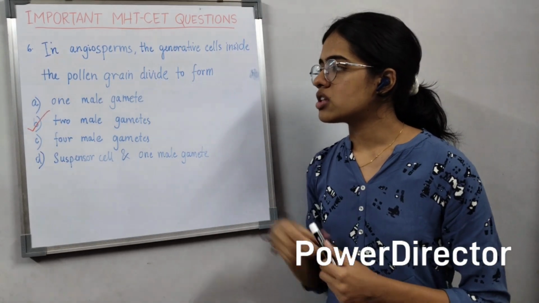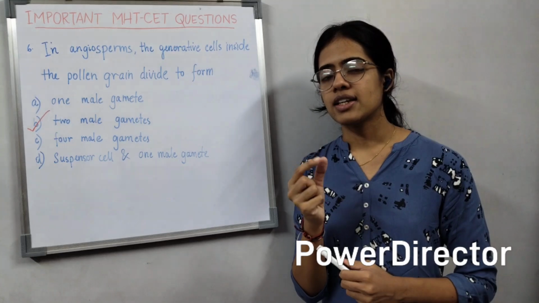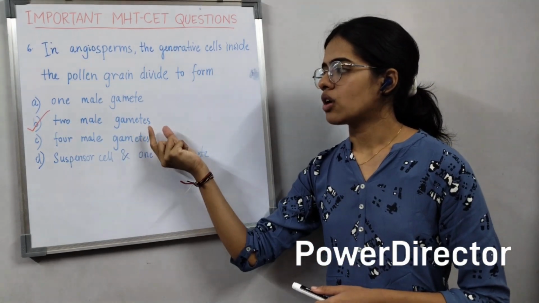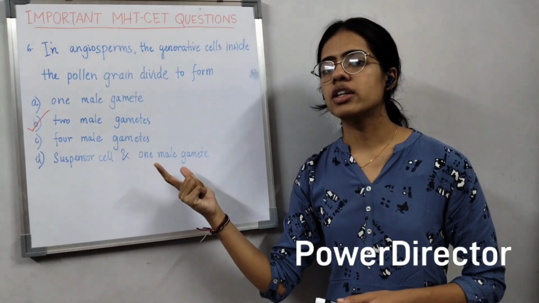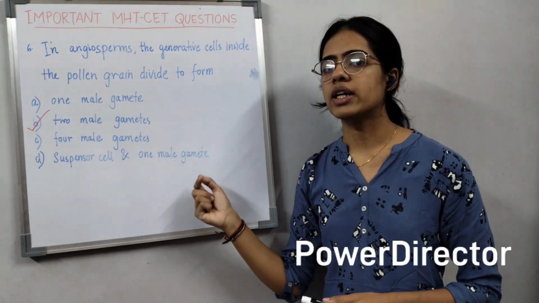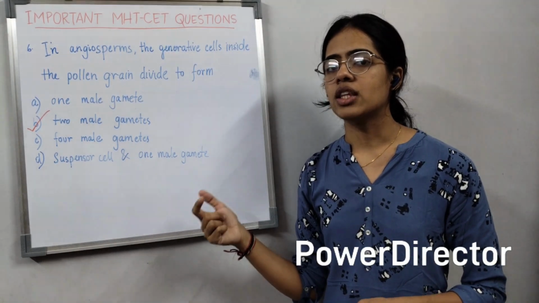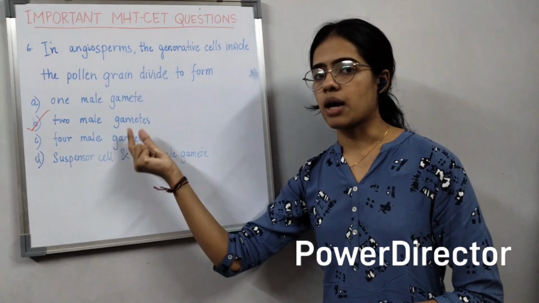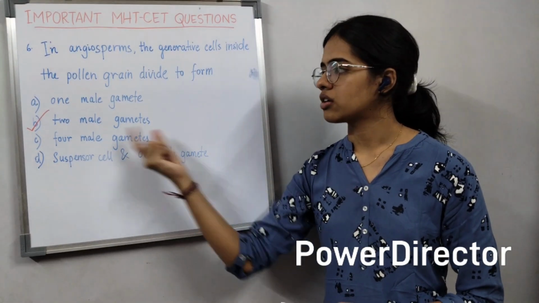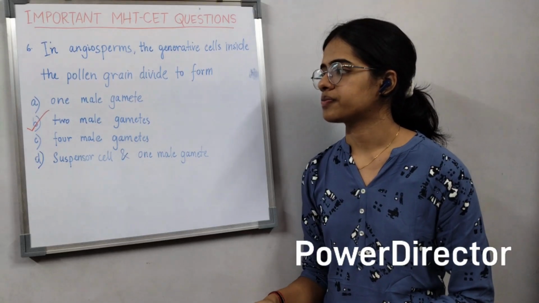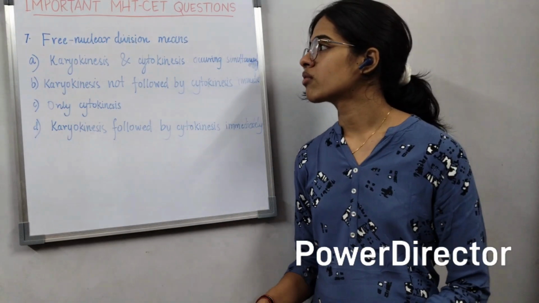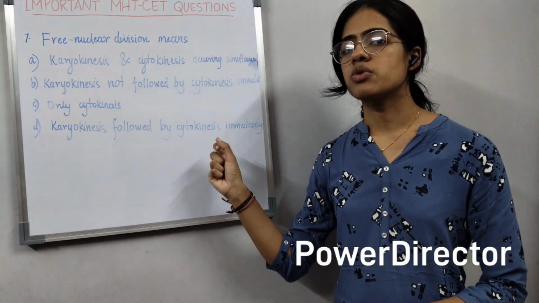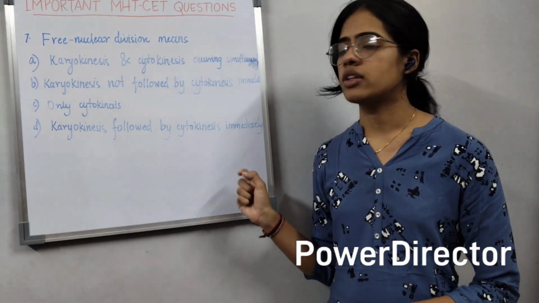The generative cell inside the pollen grain is actually dividing to form two male gametes, which later further contribute to double fertilization within the megaspores. The correct answer is two male gametes. The generative cell forms. Okay, the next question. Another question which was there in MHT-CET 2023 year.